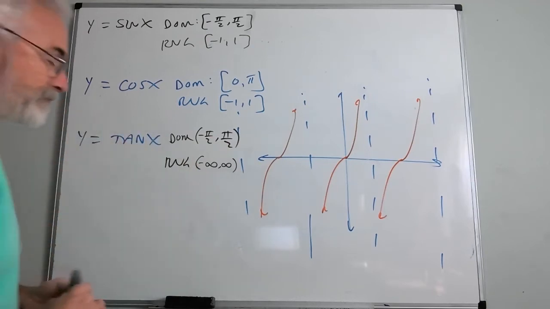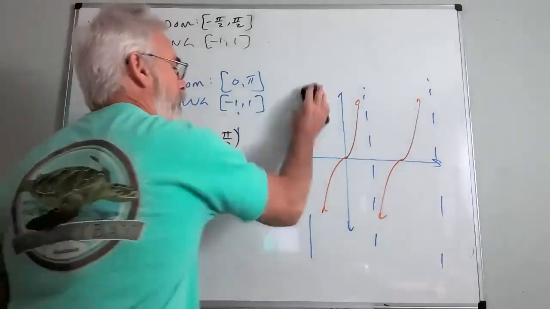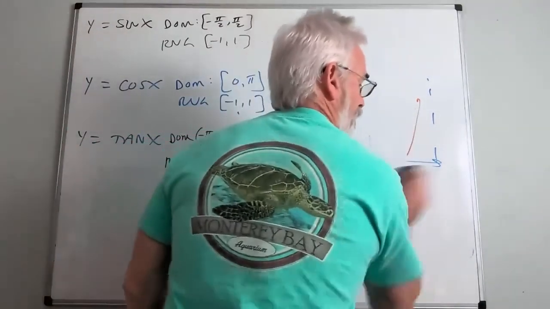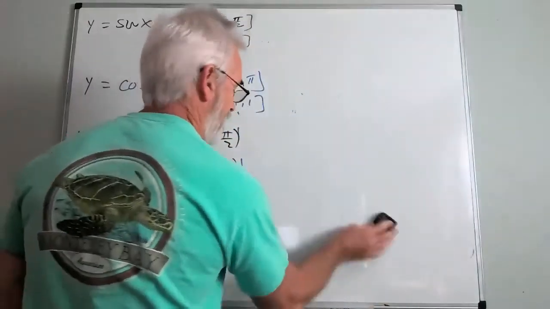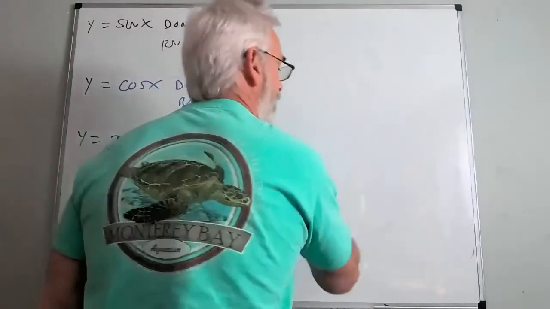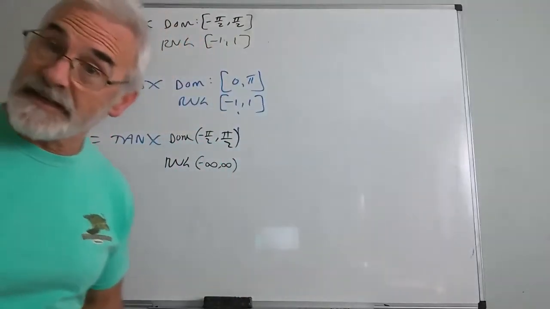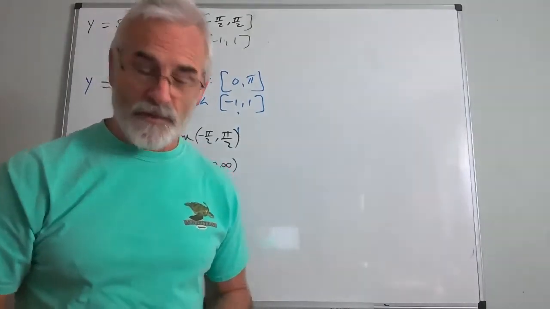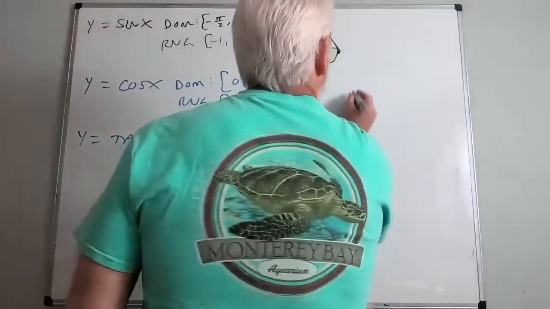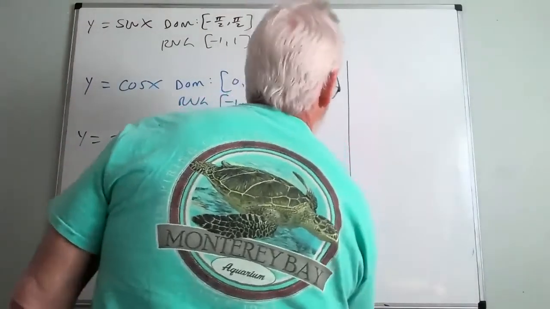Okay. Now, there's one more. You're never going to work with inverse cosecant. You're never going to work with inverse cotangent. It's just not going to happen. But you will occasionally work with inverse secant. You will occasionally work with that one. So we want to be able to define that one. Now, secant's a little bit tricky.